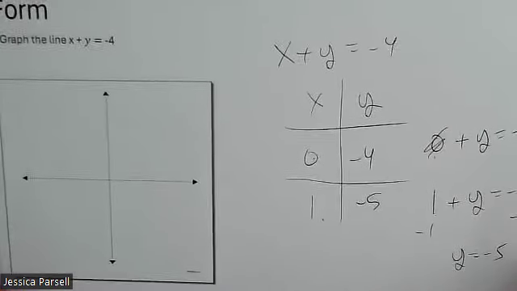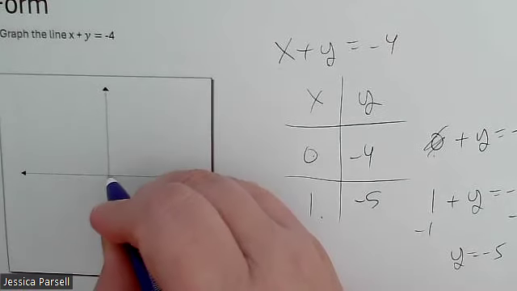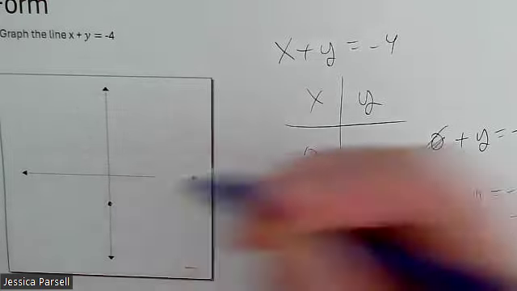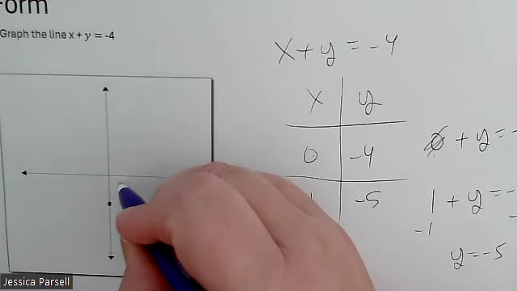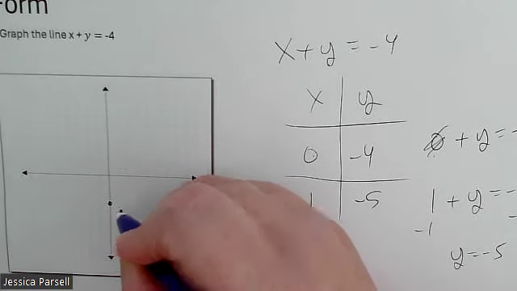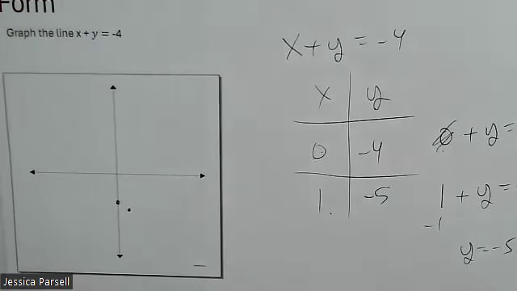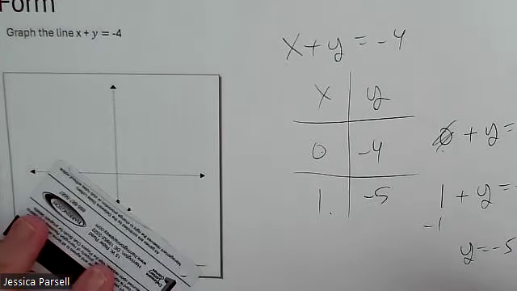All right, let's graph these. (0, -4). So 0, down 1, 2, 3, 4. And 1 over, 1 down 1, 2, 3, 4, -5. Your line's going to look just like that. Cute little line here.